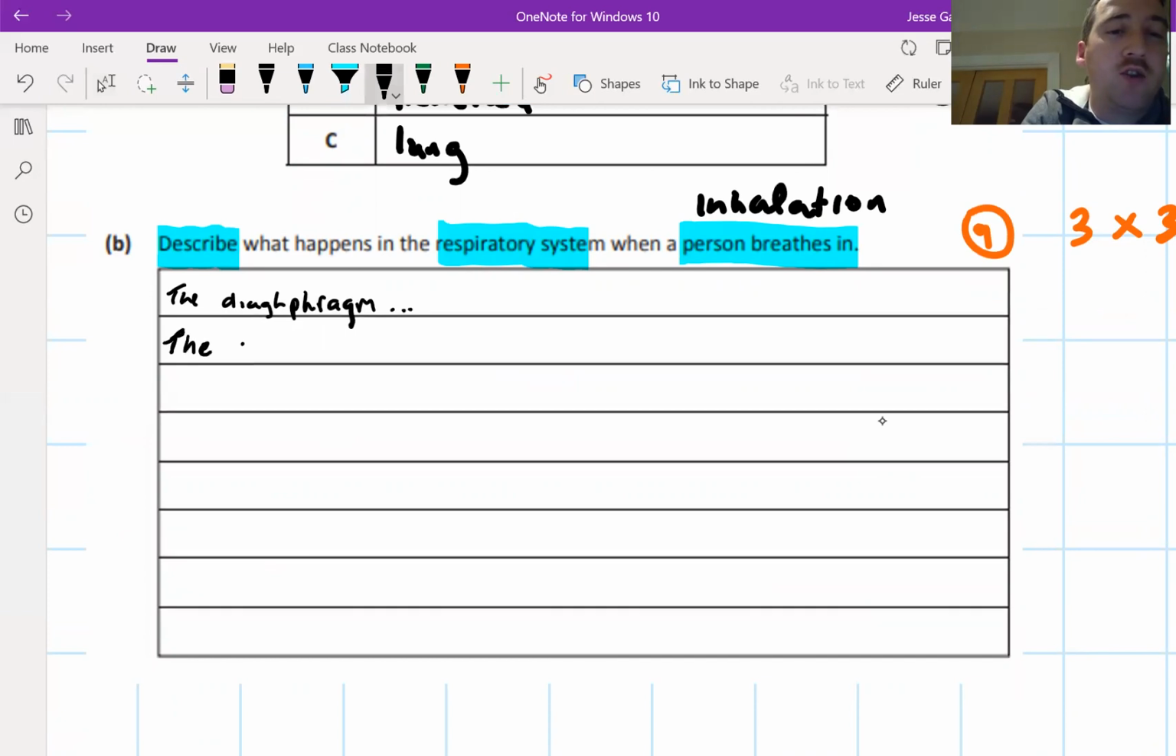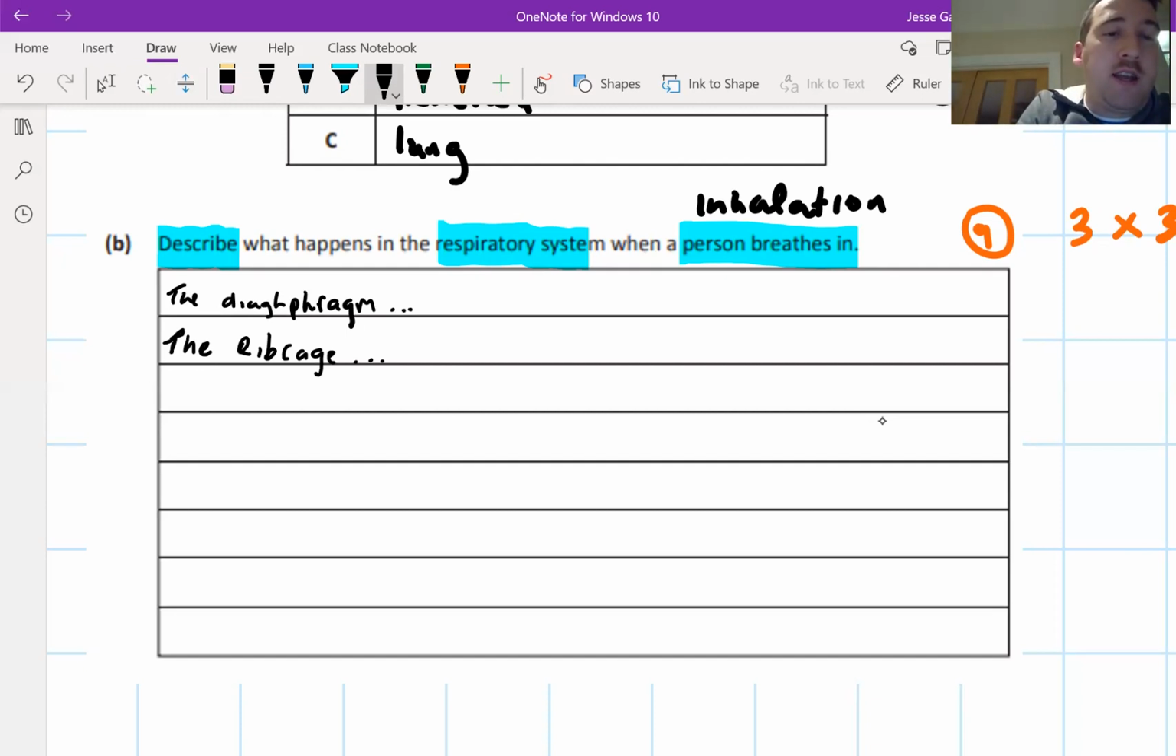The rib cage, dot, dot, dot. What happens to it? Again, we would have talked about this in class, so I would have asked you to put your hands on your rib cage and feel it as you breathe in. If you can't remember, do that again. Put your hands on the rib cage, take a deep breath in and describe what happens to it. So pause the video, do that now.